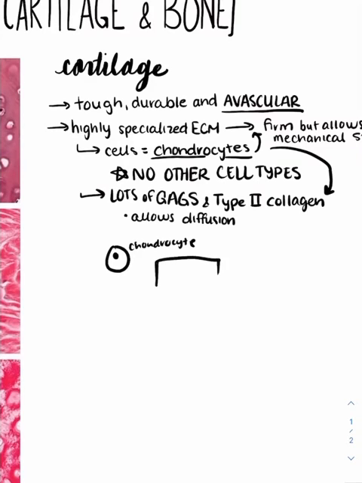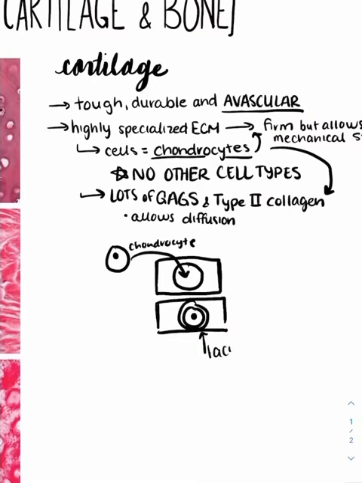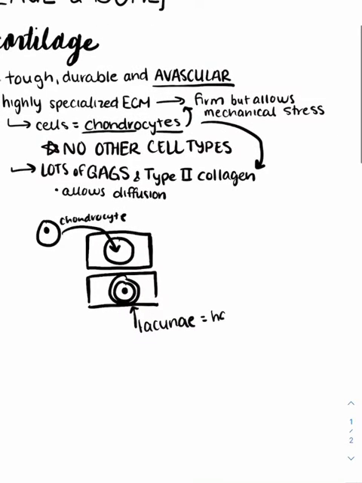As you can see with this picture, because we have this firm, tough, durable ECM, the chondrocytes need to actually have a little house. I like to call it the hobbit hole for the chondrocyte. This little hole that you can see here is called the lacunae. These lacunae are cavities that are found within the ECM.